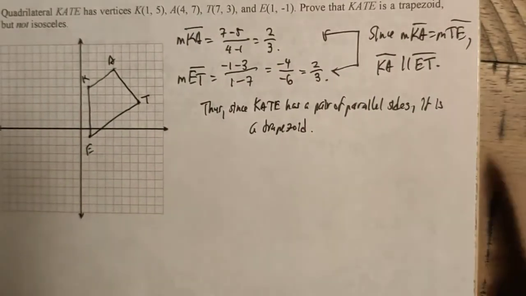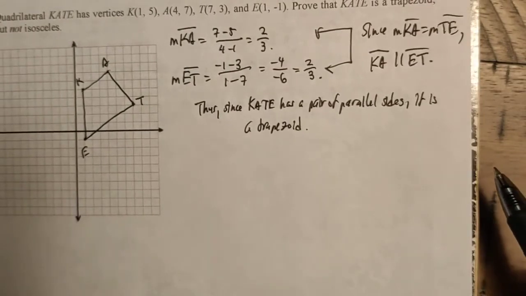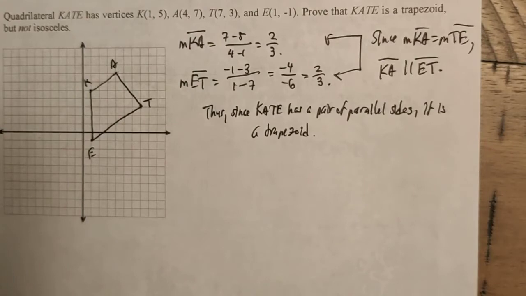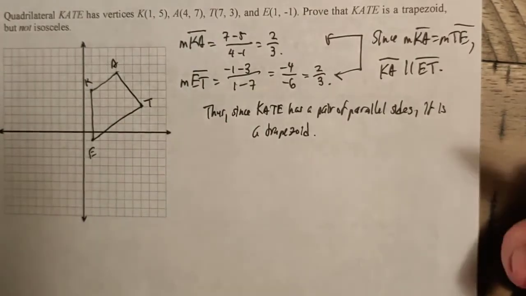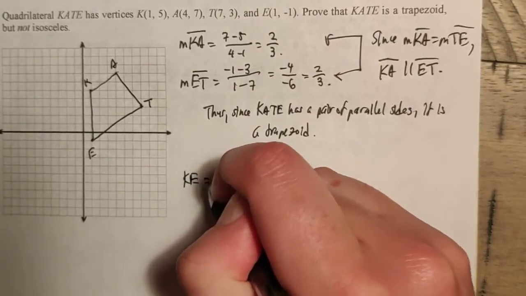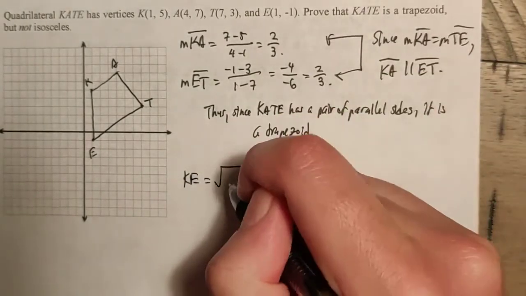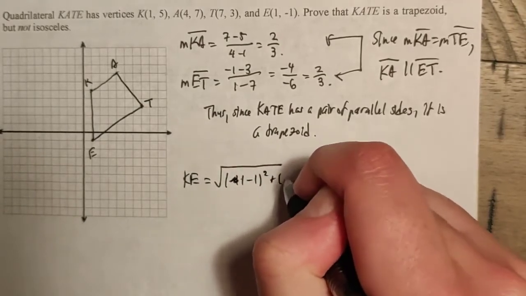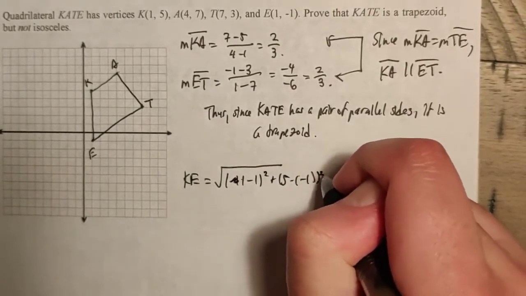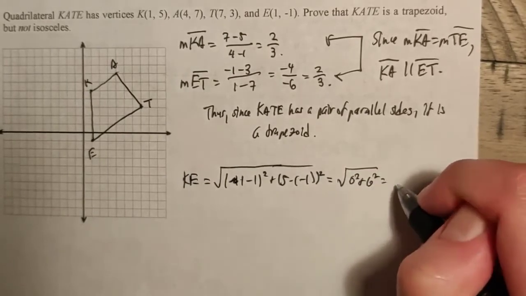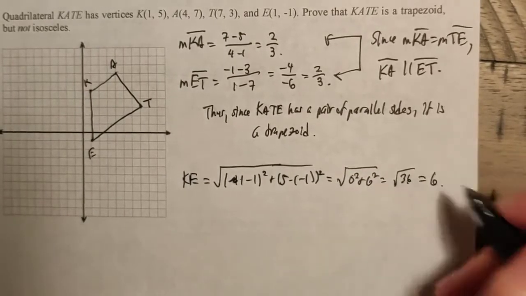Now we have to show that this is not isosceles. Now remember that one of the hallmarks of an isosceles trapezoid is the legs being congruent here. So now I just have to show that KE and AT are not congruent. So I can try to do KE here, so we can do the distance formula. So KE here is going to be 1 minus 1 squared plus 5 minus a negative 1 squared. So that is 0 squared plus 6 squared. The square root of 36 is just 6 here.